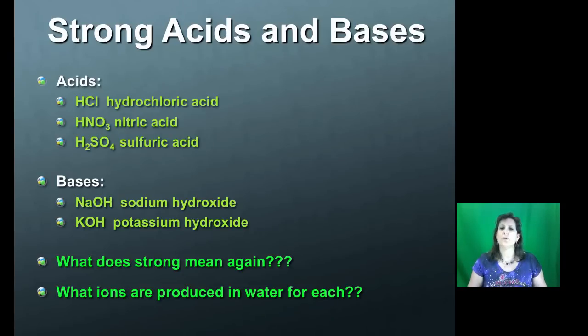What ions are produced in water for an acid? What do we have to have in solution for it to be acidic? I hope you said H+. What about basic? What ion has to be in water in order to be basic? I hope you said OH-.